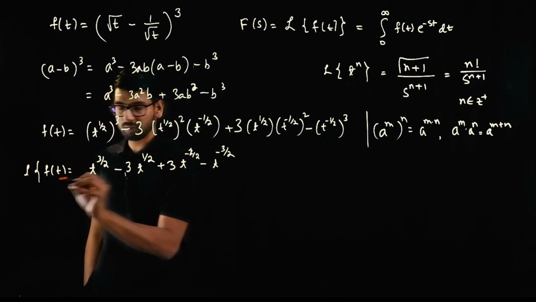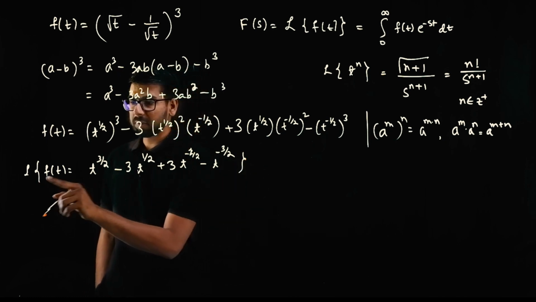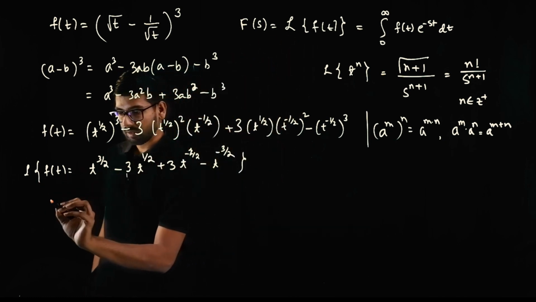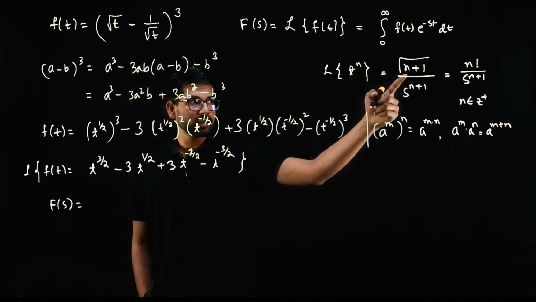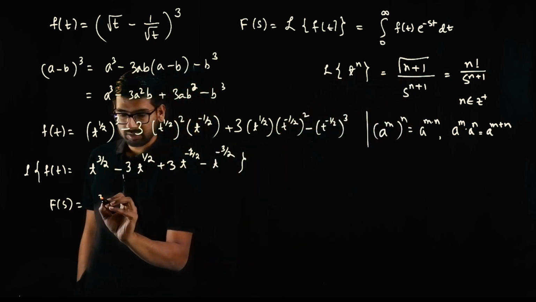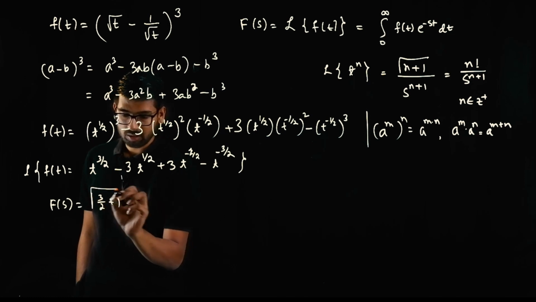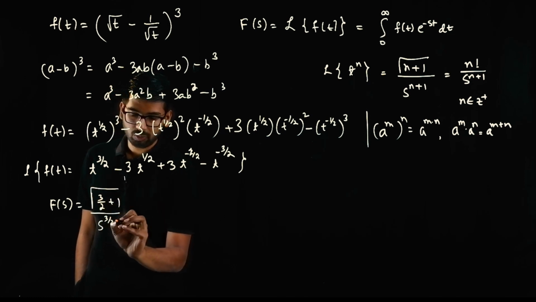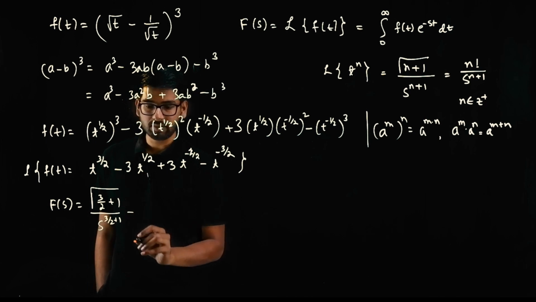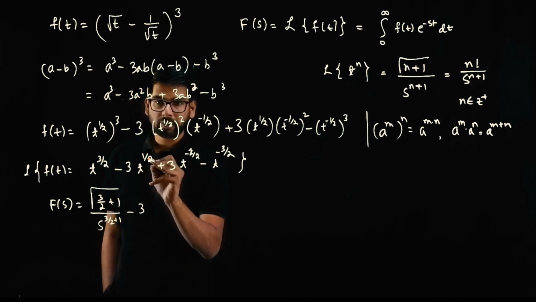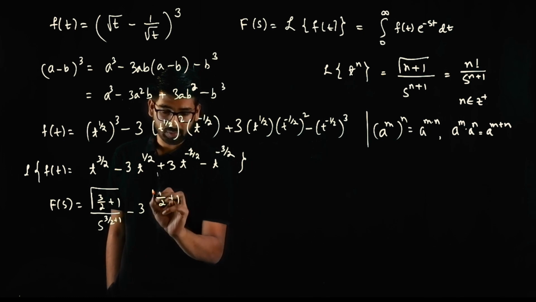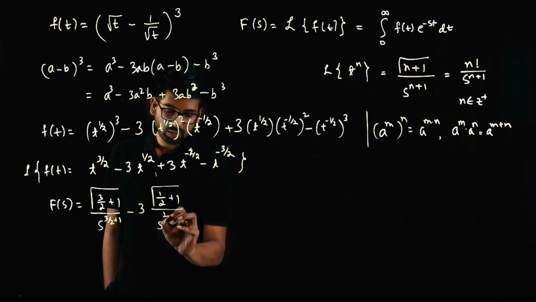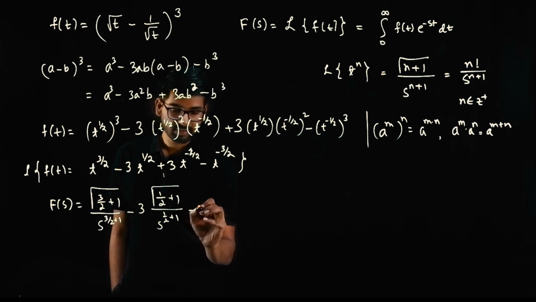So if you take Laplace transform of this, you will get Laplace transform of f of t is, for t power 3 by 2, t power n means gamma of n plus 1 by s power n plus 1. So that is gamma of 3 by 2 plus 1 over s power 3 by 2 plus 1. Minus 3 t power 1 by 2, in place of n I have 1 by 2. So that is gamma of 1 by 2 plus 1 over s power 1 by 2 plus 1.